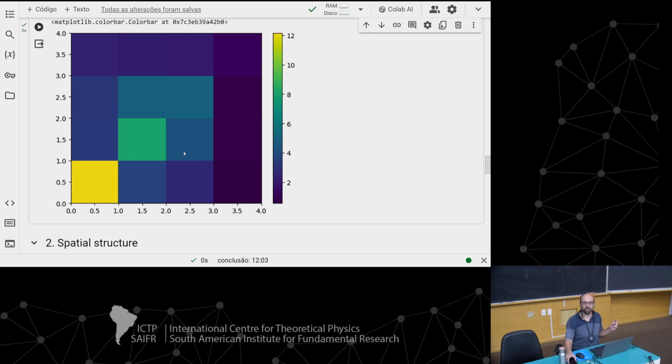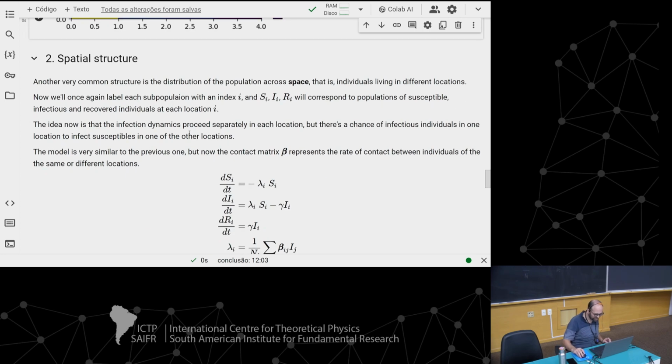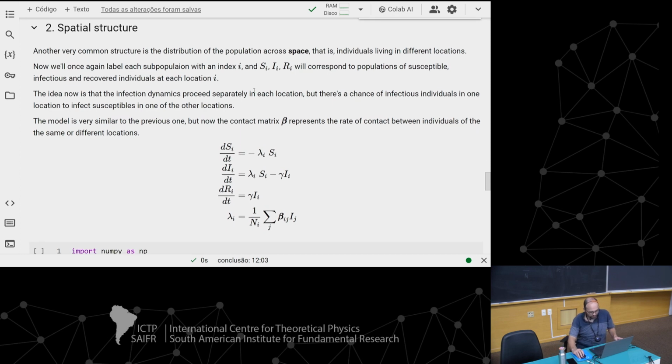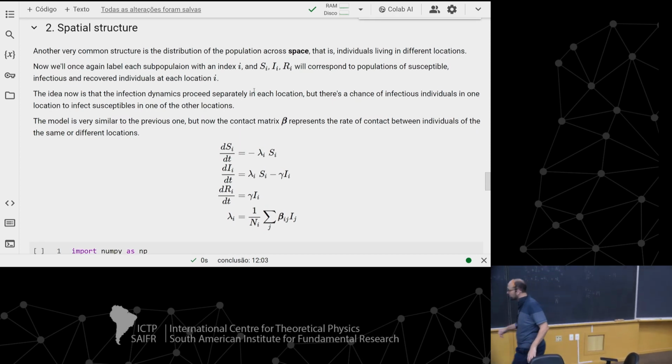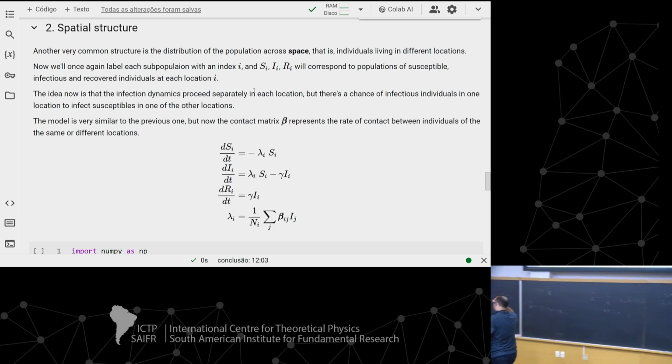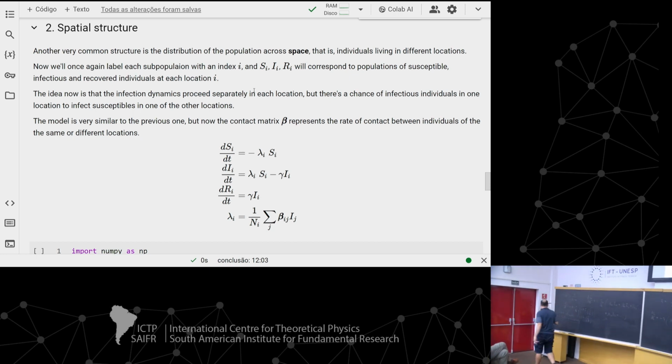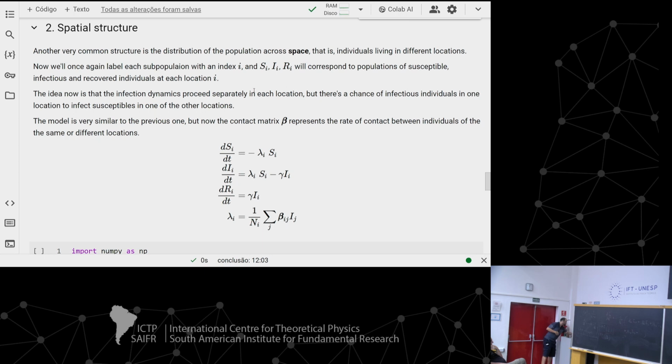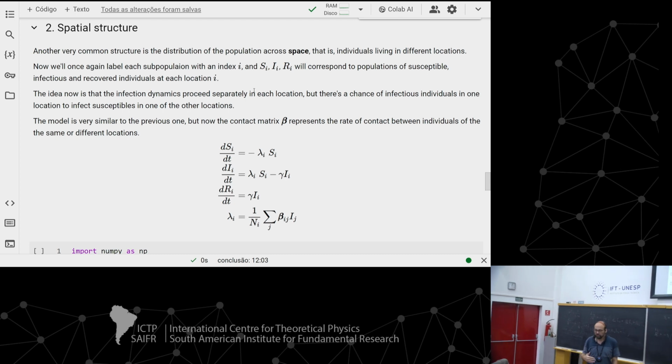So let's talk a little bit about spatial structure. Yeah. This is another one that is going to be a little difficult. The idea is similar. I will once again look at different subpopulations, right? So we'll have an SIR model again, but now I have different locations, right?